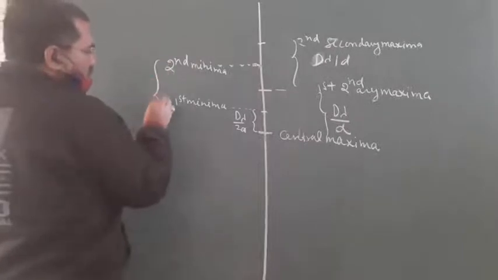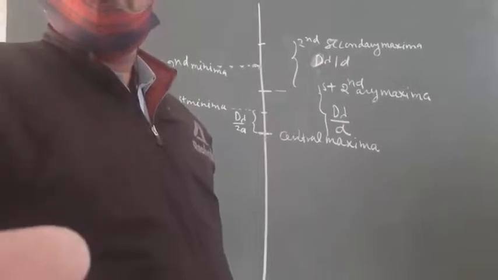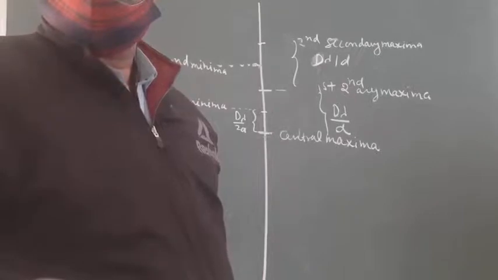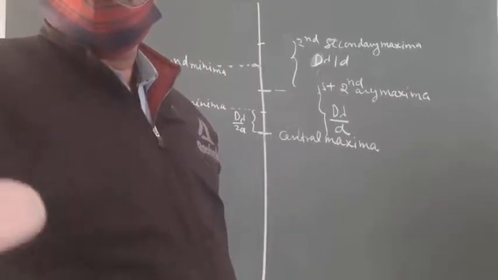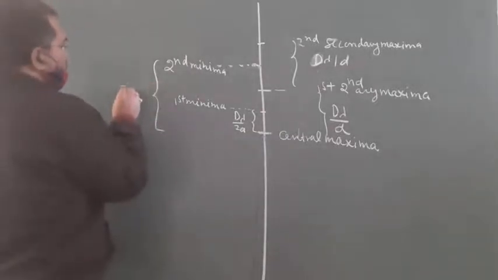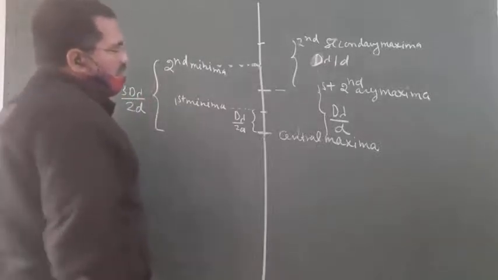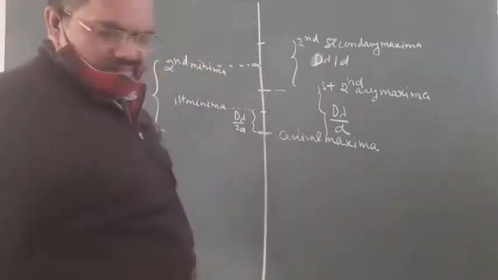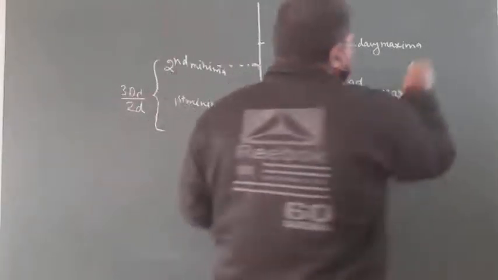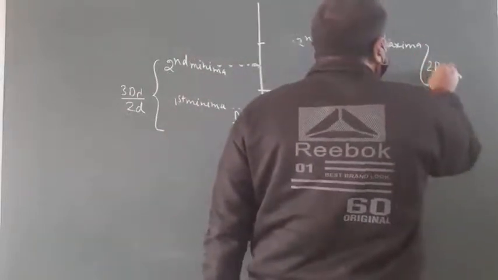This is the position of second minimum, that is 3d lambda by 2d. So you can write here, this is 2d lambda by 2d.